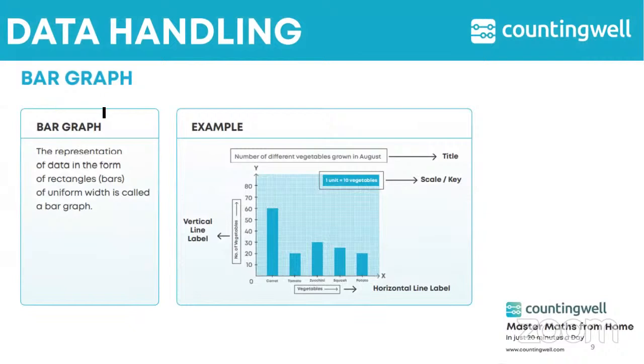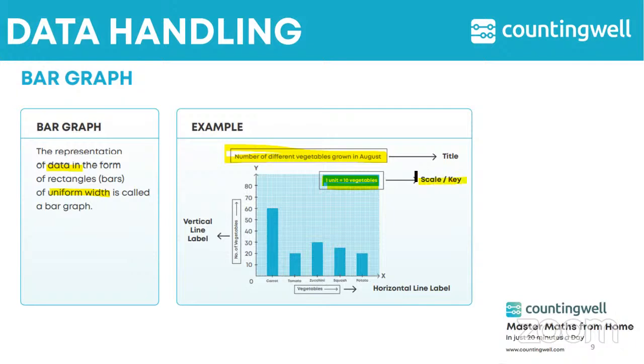Let us see what is a bar graph. It is nothing but representation of data in the form of bars, and the bars should have uniform width or size. For example, here we have a bar graph for the number of different vegetables grown in the month of August. So here you can see this is nothing but the title of the bar graph. And here we have 1 unit equals 10 vegetables, which is nothing but the scale or key of the bar graph.